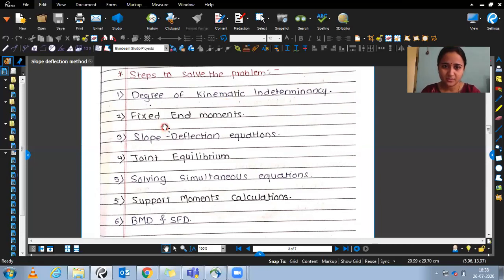Okay, then the next step is to find the fixed end movements. Then the next step is the slope deflection equation. Then joint equilibrium, then solving simultaneous equations, then support movement calculation, and the bending moment and shear force diagrams, BMD and SFD, are the final outcome. Up to this part we have to solve this numerical, and these steps are very easy and simple. So we'll see one numerical, and then you will get clear about what the slope deflection equation actually is.